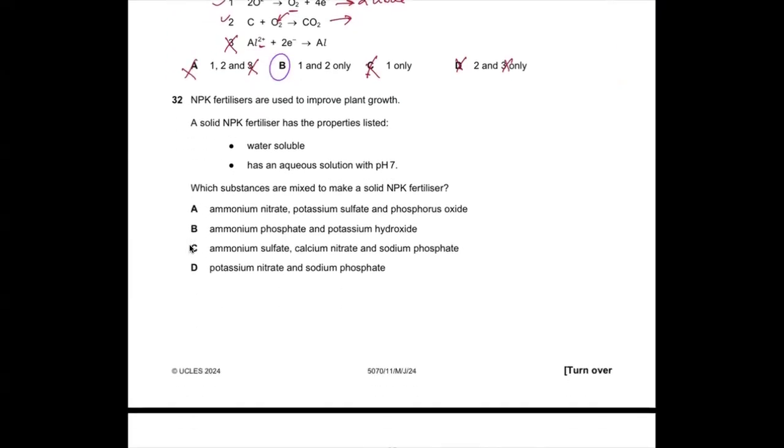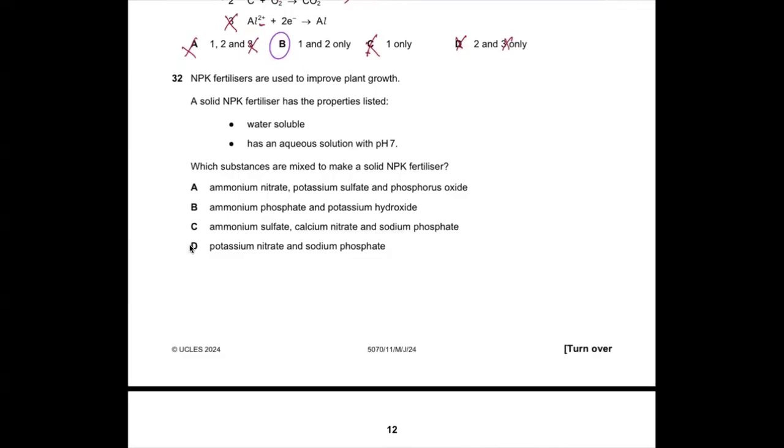Okay. MCQ number 32. NPK fertilizers are used to improve plant growth. The solid nitrogen, phosphorus, potassium NPK fertilizer has the properties listed: water soluble, has an aqueous solution with a pH of 7. Which substances are mixed to make the solid NPK fertilizers? Okay. Ammonium nitrate, potassium sulfate, phosphorus oxide.